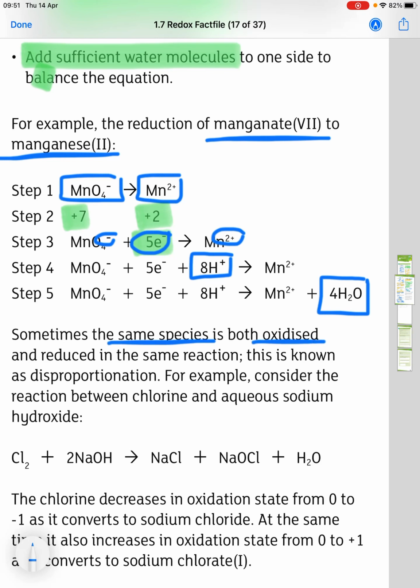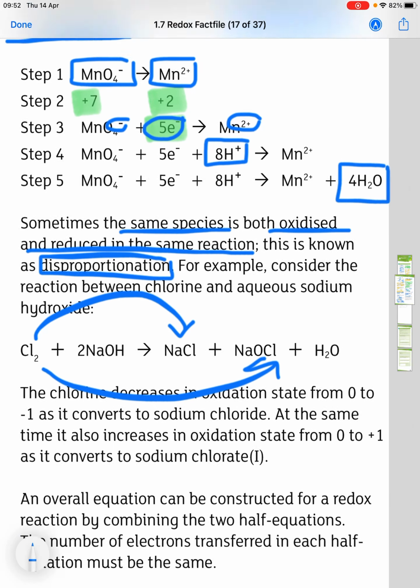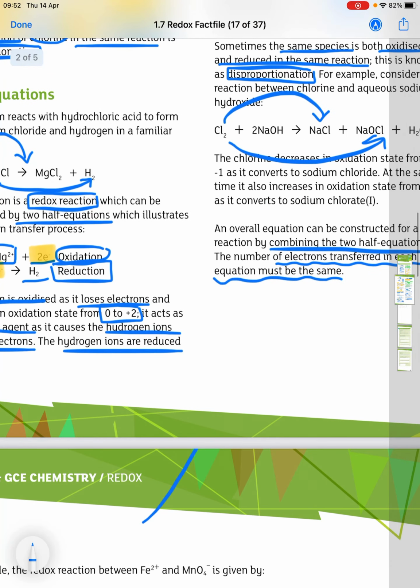And then we talked about disproportionation before, so if the same species is oxidized and reduced in the same reaction, it's disproportionation. So the example here is chlorine and aqueous sodium hydroxide, which we saw before. So the chlorine decreases in oxidation state from 0 to -1 in sodium chloride, and at the same time it increases from 0 to +1 in the sodium chlorate(I). And an overall equation can be constructed for a redox reaction by combining the two half equations. So the number of electrons transferred in each half equation must be the same.